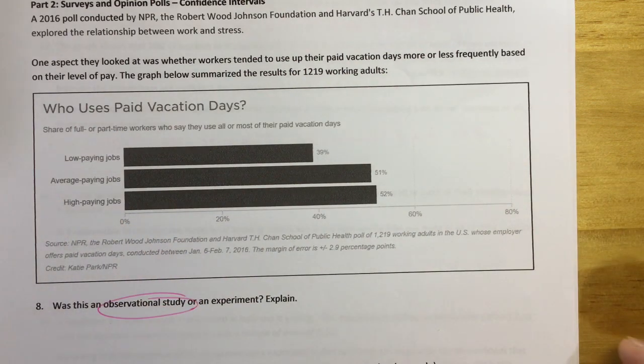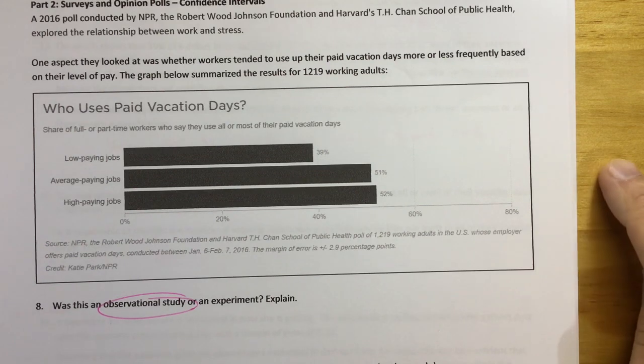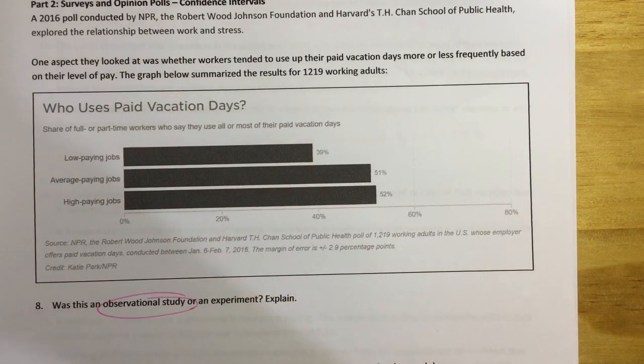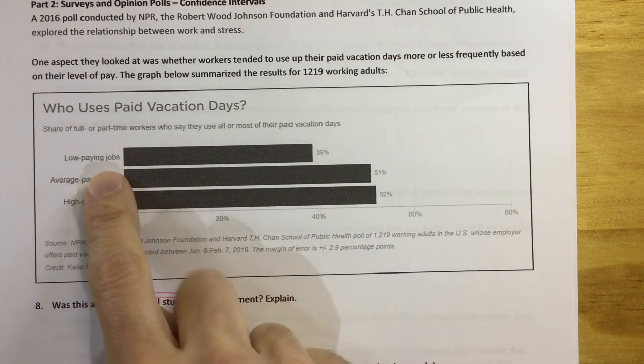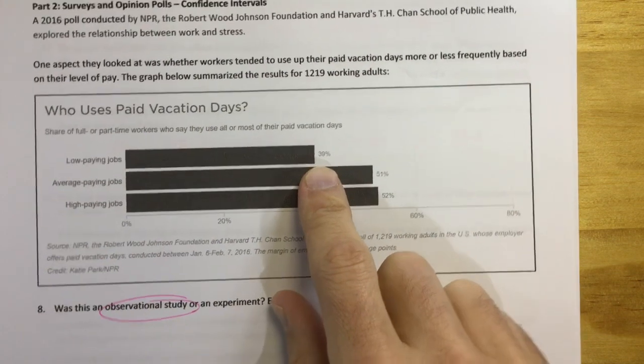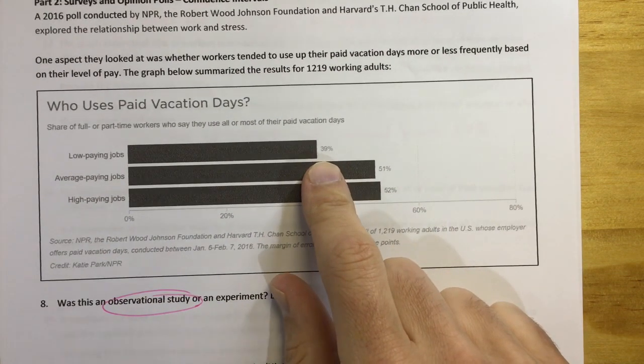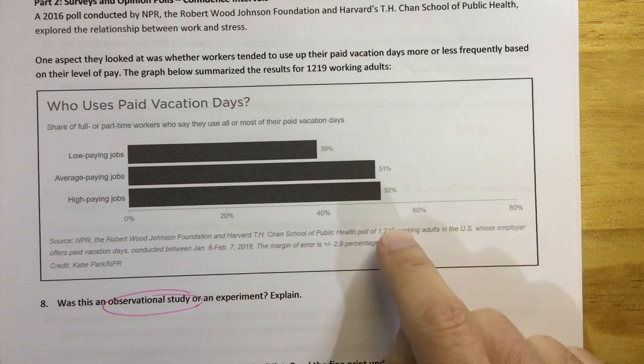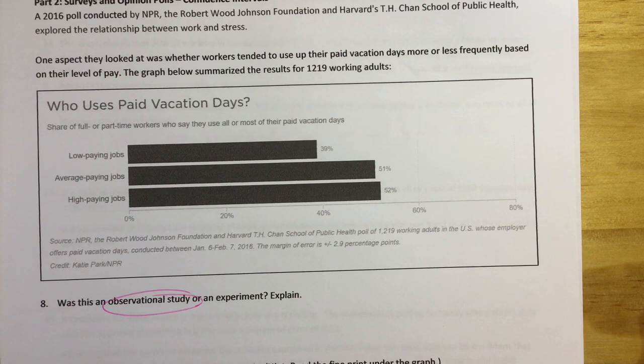I would believe that in the data, there's some of what we referred to earlier as confounding variables, other reasons aside from just how much they get paid, which would contribute to all of this as well. But they're trying to see if how they get paid is that comparison. And for low paying jobs, 39% of the people say, yeah, they use most of their days, if not all of them. And then 51 for average paying and 52 for the high paying ones here.